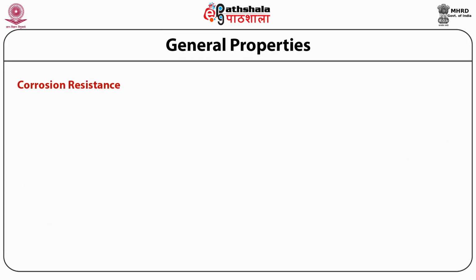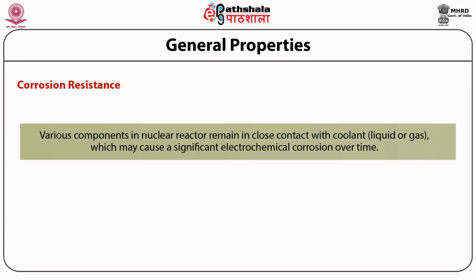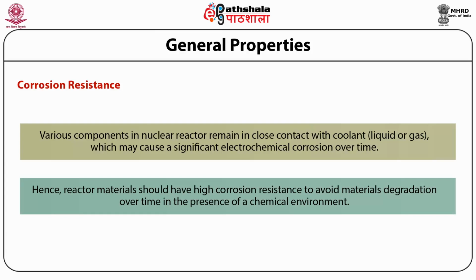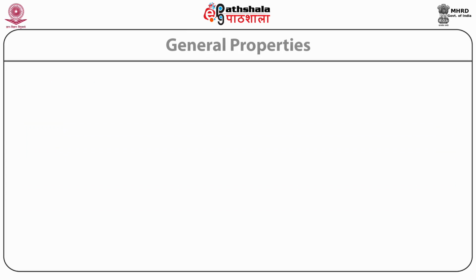Next is corrosion resistance. Various components in a nuclear reactor remain in close contact with coolant, liquid or gas, which may cause significant electrochemical corrosion over time. Hence, reactor materials should have high corrosion resistance to avoid material degradation over time in the presence of a chemical environment. Next is heat management.